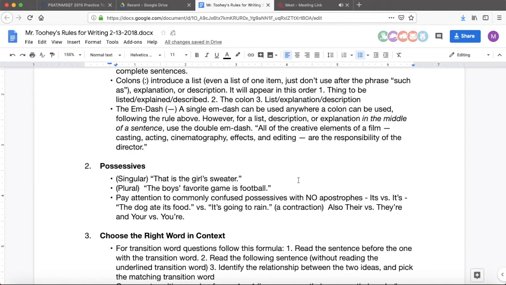Does that make sense, Ava? Yes. Yeah. So, but here we know we're talking about multiple boys because the apostrophe comes after the S. If it came after the Y, we'd be talking about one boy. Any questions?